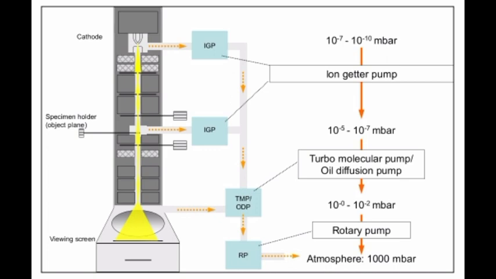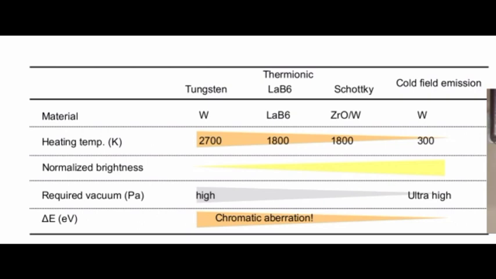In this figure, an example of a vacuum system for a TEM: RP, rotary pump; TMP, turbomolecular pump; IGP, ion getter pump; ODF, oil diffusion pump. In this figure, different types of electron sources and their properties.